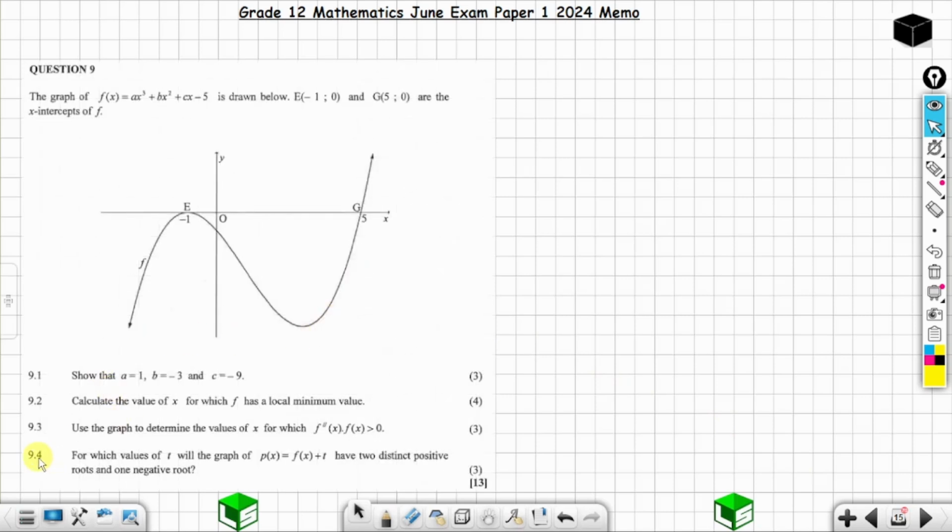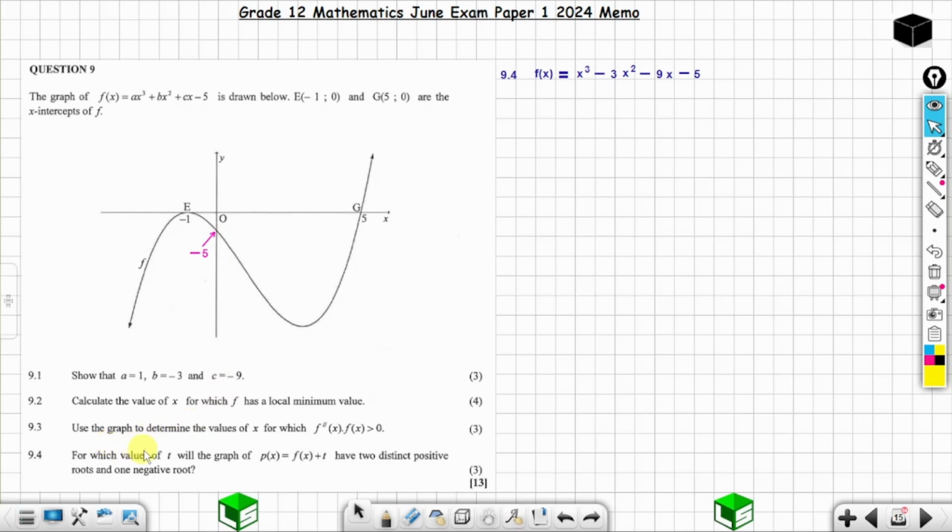Now, question 9.4. Okay, 9.4. For which values of t will the graph of p(x) equal to f(x) plus t have two distinct positive roots and one negative root? P(x) is equal to f(x) plus t. Okay, f(x) is equal to this. Remember, the graph of f is cutting the y-axis at -5.